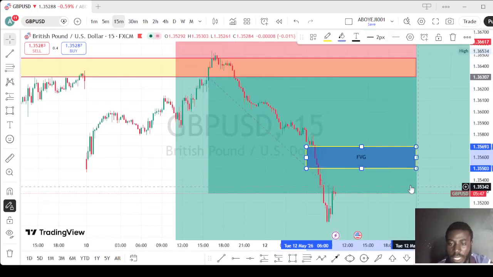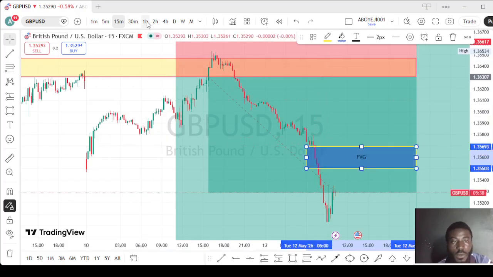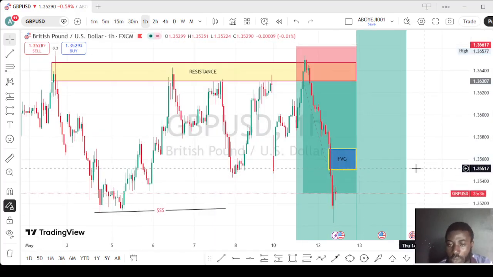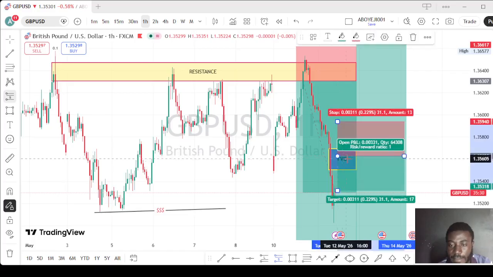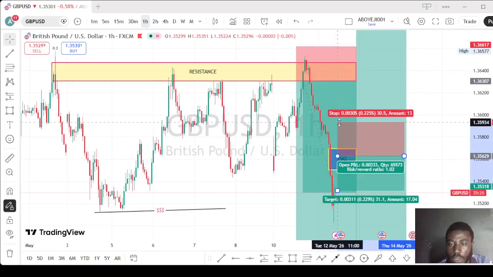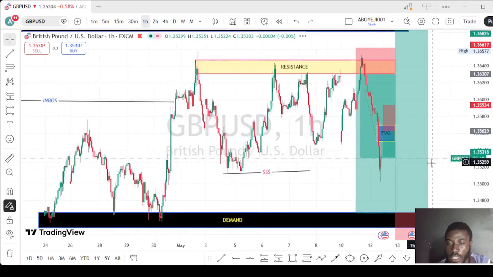So let's go to the 15 minute time frame. There is an opportunity there. You can see this is the FVG I'm seeing on the 1 hour time frame. On the 15 minute time frame, this is a break of structure. So let's focus on that 1 hour. Let's see if this 1 hour is going to hold it. And our stop loss will be below here. So let's see the opportunity the market is going to give us.